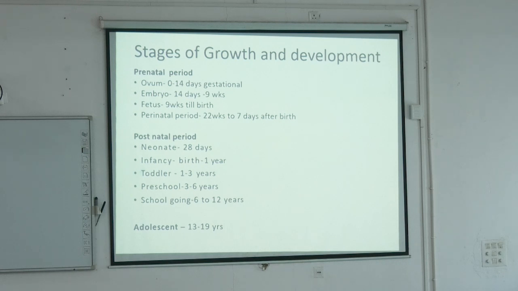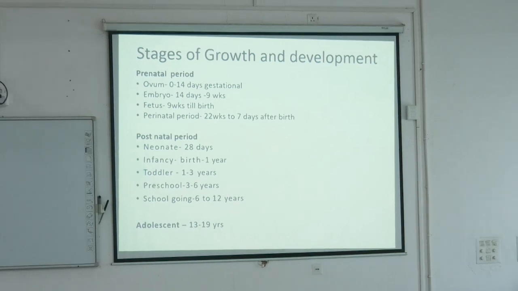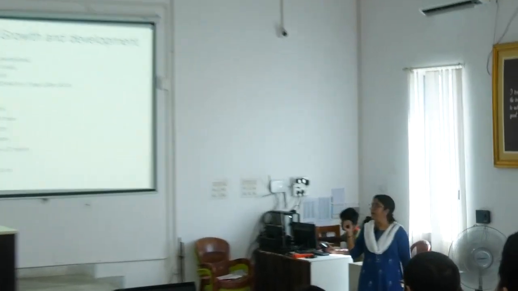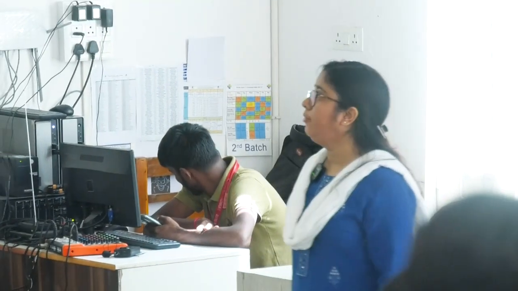So when the one cell, I told you that there is one cell which is becoming us. So definitely there are a few stages that we cover. So first stage is the prenatal period. And what is the prenatal period? So from ovum, that is the 0 days of gestational time, to 14 days, that is 2 weeks, it is called ovum. Then from 14 days to 9 weeks, a few books say 8 weeks, a few books say 9 weeks. So we have gone with 9 weeks. So 14 days to 9 weeks, it's called embryo or embryonic period.